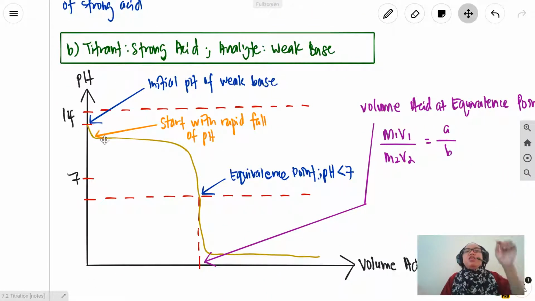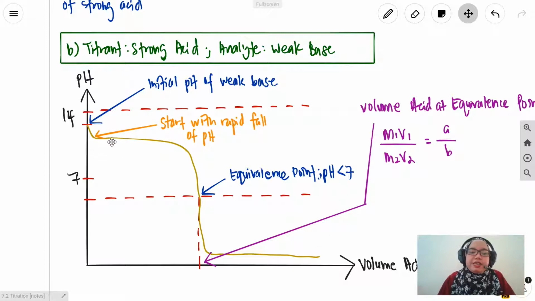Okay, bila you add the strong acid dekat dalam weak base. Okay, weak base tu kan lemah. Tiba-tiba kalau letak strong acid, terperanjat tak dia? Terperanjat. Macam tiba-tiba, aku kan pH tinggi sikit kan, weak base kan. Tiba-tiba ada strong acid masuk ke aku, macam terperanjat. Sebab tu ada sudden ataupun rapid fall of pH dekat sini. Maksudnya daripada dia ada high pH, letak je strong acid yang kuat tu, terus jatuh pH dia.